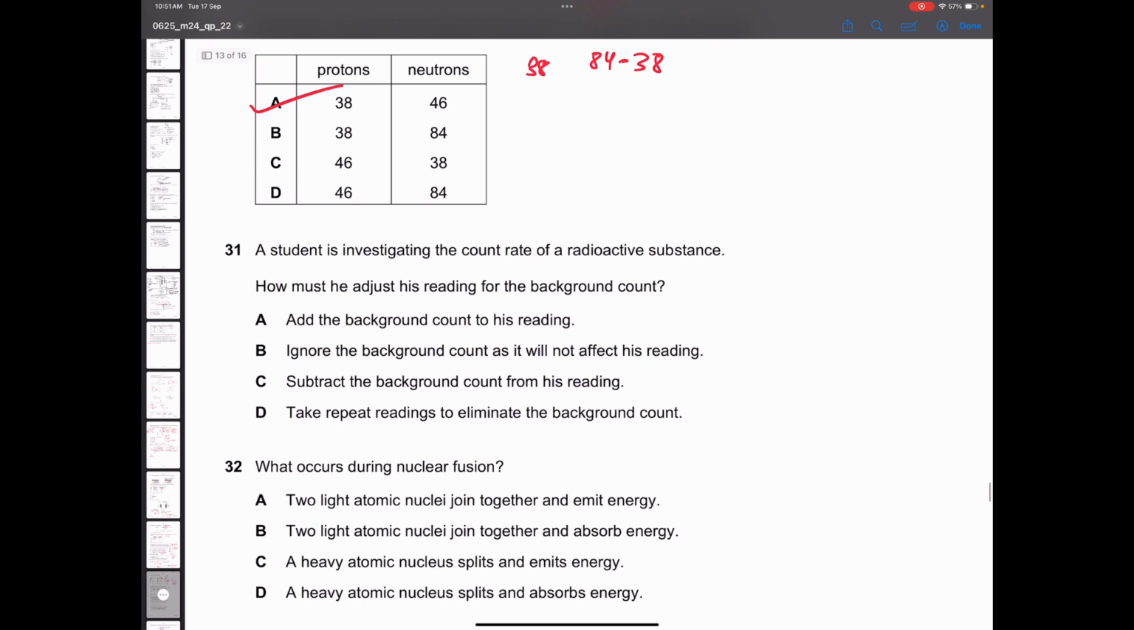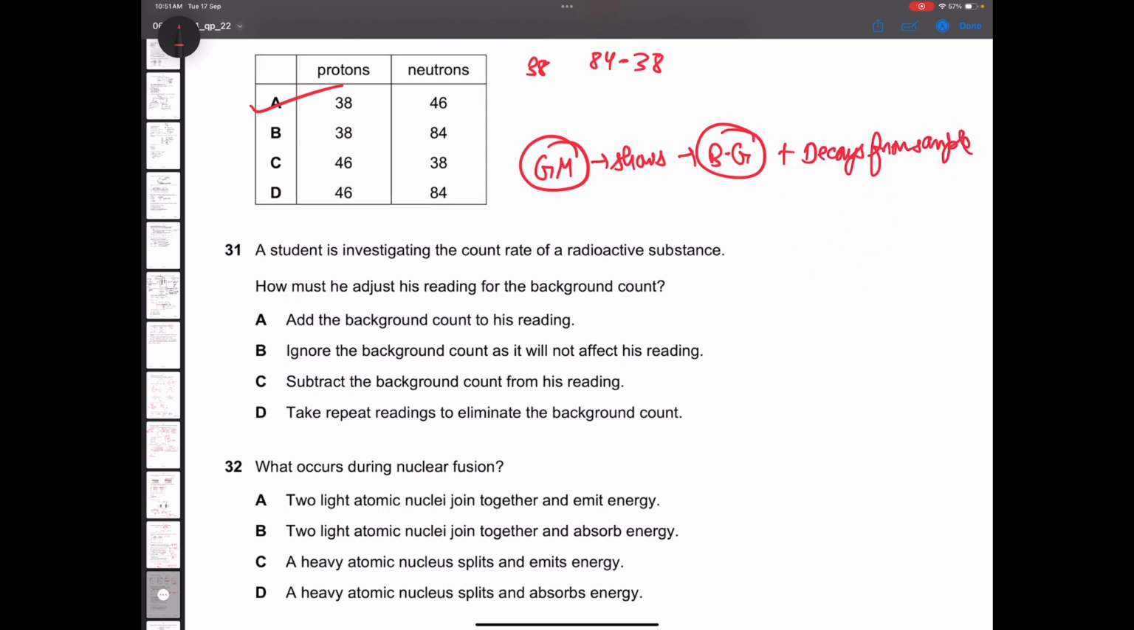A student is investigating the count rate of a radioactive substance. So for this, a GM counter is used, and what the GM counter shows is the background count as well as the decay from the sample. The GM counter that we use in order to measure the radioactivity of a substance always shows the combined value of background count as well as the decay from the sample. But now if you simply want the decay from the sample, you will have to subtract the background radiation from the reading, right? So subtract the background count from the reading. The option C will be correct.